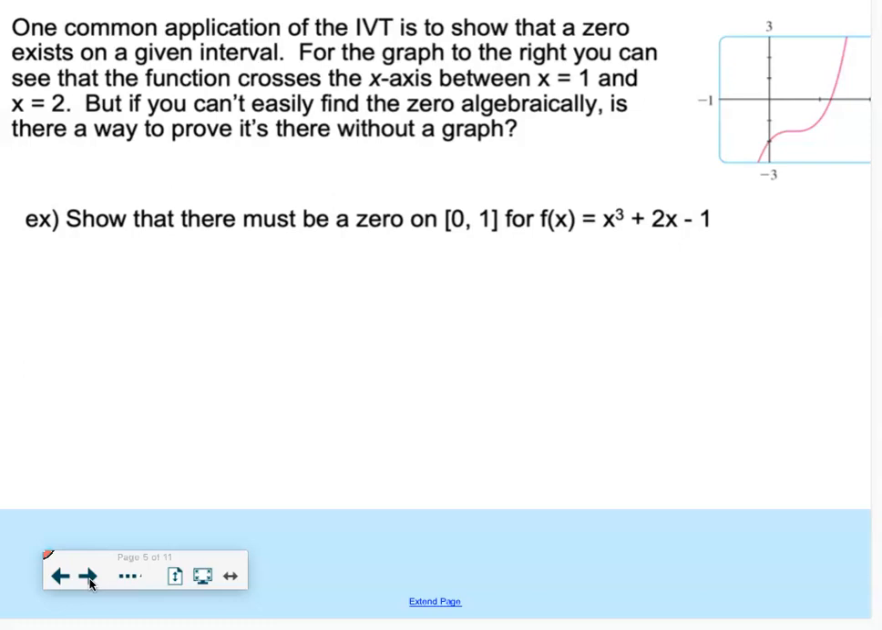So first question I have for you, while I'm talking, if you want to, write down this is our first example: show that there must be a zero on the interval from 0 to 1 for f of x equals x cubed plus 2x minus 1. I'll give you a moment to write, and then I'm going to ask you more questions.